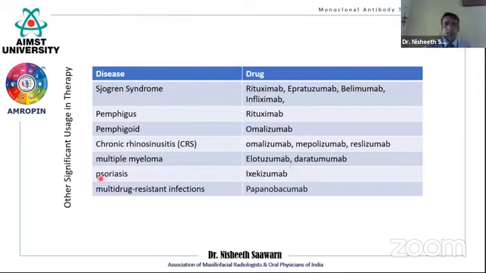For psoriasis, ixekizumab, and I think one new drug has come, itolizumab, which is again used for psoriasis and has now recently been proved for COVID, it seems. And for multi-drug resistant infections, we use pagibaximab. No, but tricky names. It's difficult to remember also.